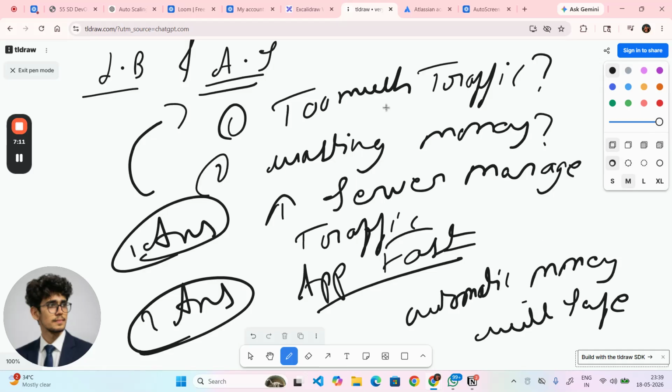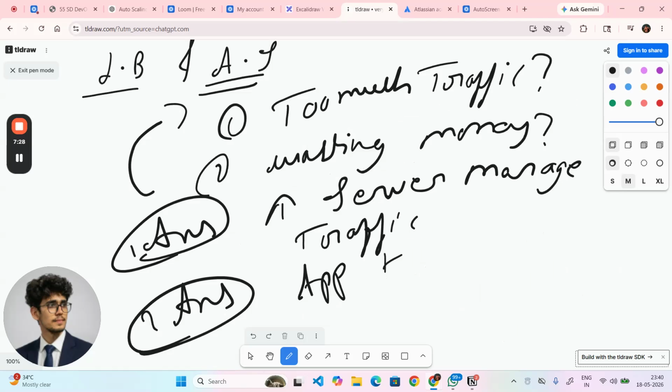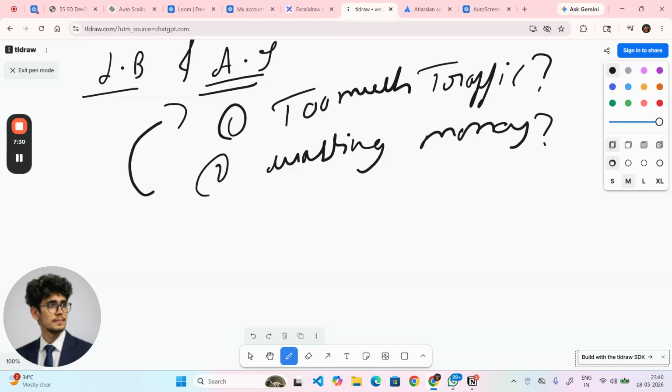Got it? So the first thing, too much traffic. The answer is very clear: we need to manage our server. The second one is wasting money. But we have a solution. Our application is going to increase the speed, so automatically money will be saved. So these two things you need to keep in your mind, guys.